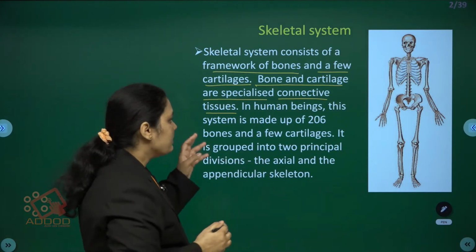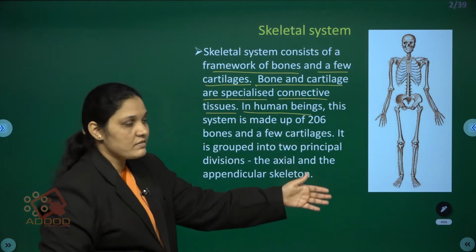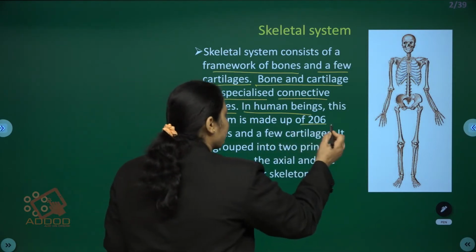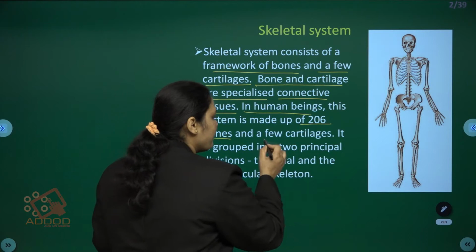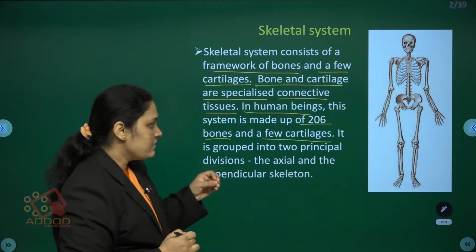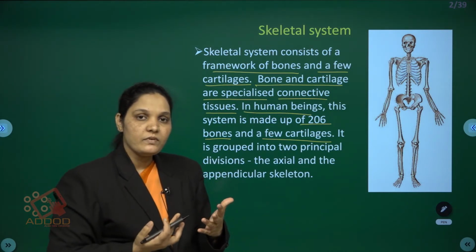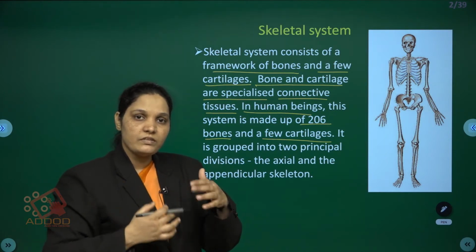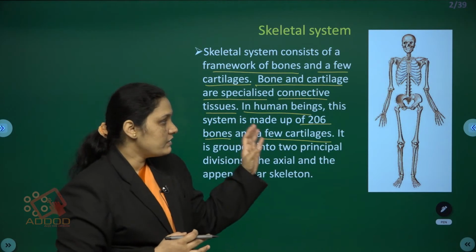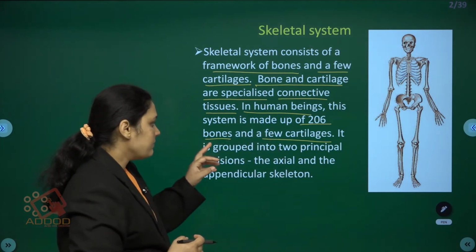Human beings, how many bones are there? Our human skeletal system is made up of 206 bones and a few cartilages. Total 206 bones are there. Actually, a newborn baby has 306, but as they grow, some bones fuse together. Finally, the adult human skeletal system has 206 bones, and a few cartilage.